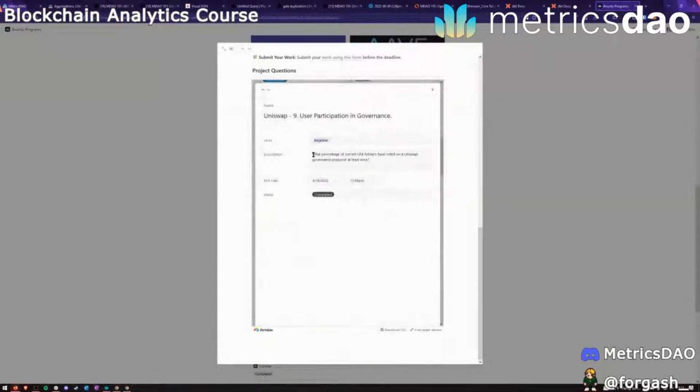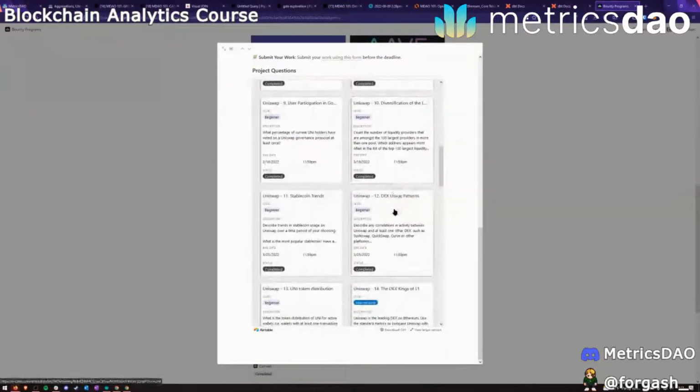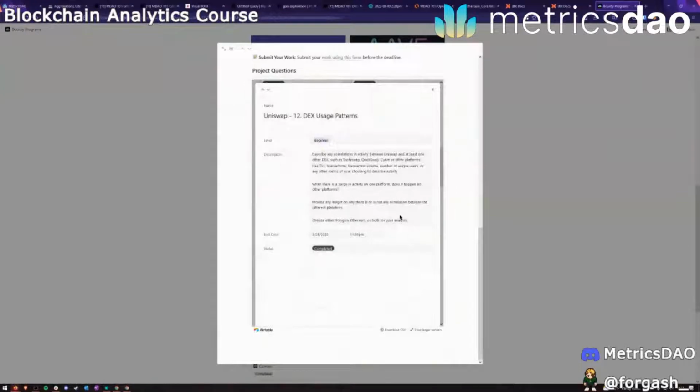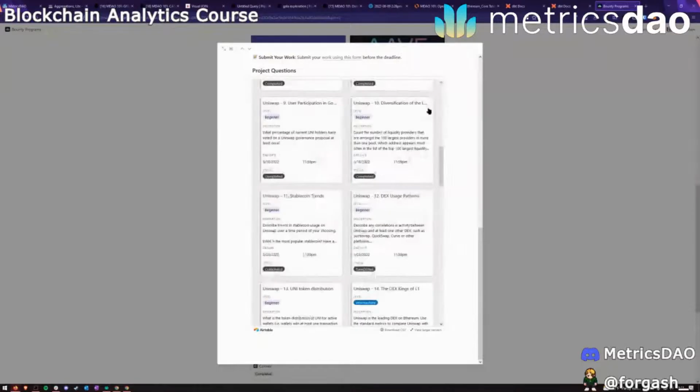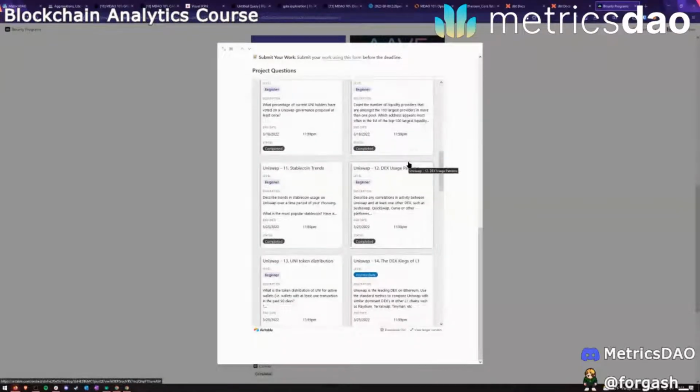User participation and governance. I don't know if there's a gov table. DEX usage patterns. Sounds like we could use that easy DEX table. Surge activity on any one platform. So cross-comparing platforms, looking at maybe some metrics, maybe averages over time, while using a group by on the different types of platforms that are available in there. So you start to take a look at, all right, here's what we've learned. How can I actually go apply that?